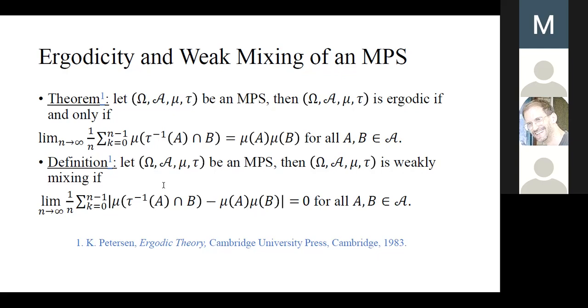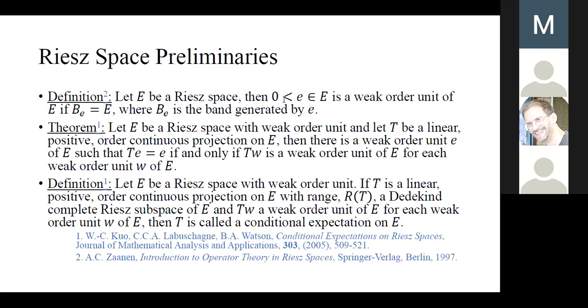Let's remember that in a Riesz space E, a non-zero positive element of E is called a weak order unit of E if the band generated by this element is the Riesz space E itself. Then there's another result, for a Riesz space E with weak order units. This result comes from the paper by Kuo, Labuschagne and Watson on conditional expectations on Riesz spaces, the original paper on conditional expectations.